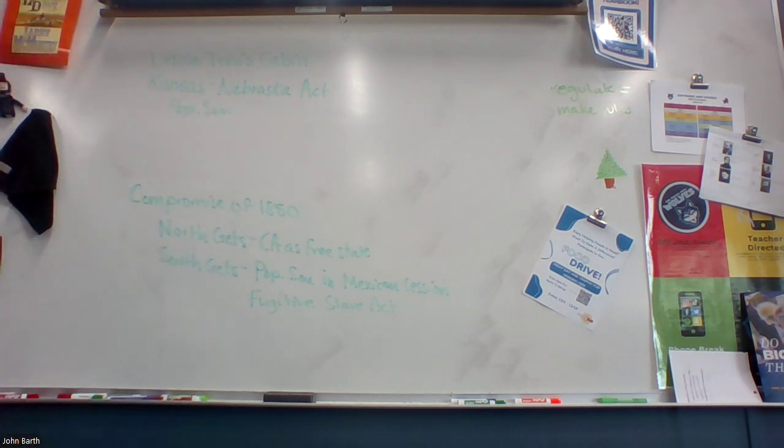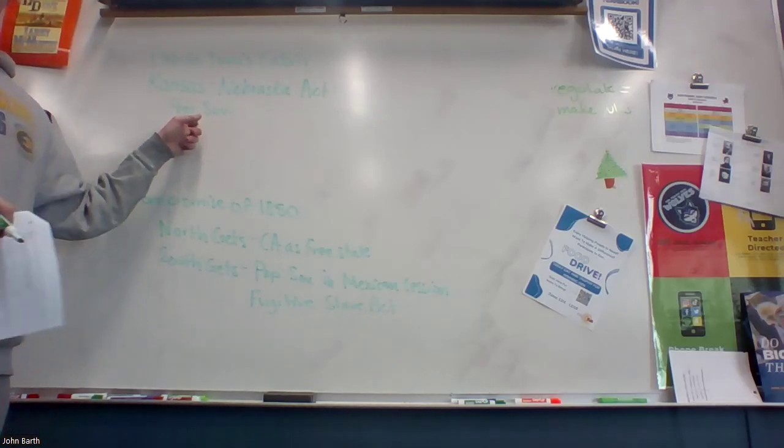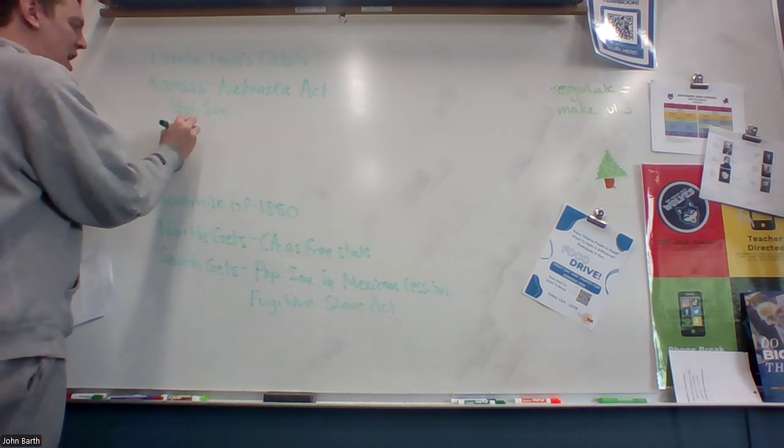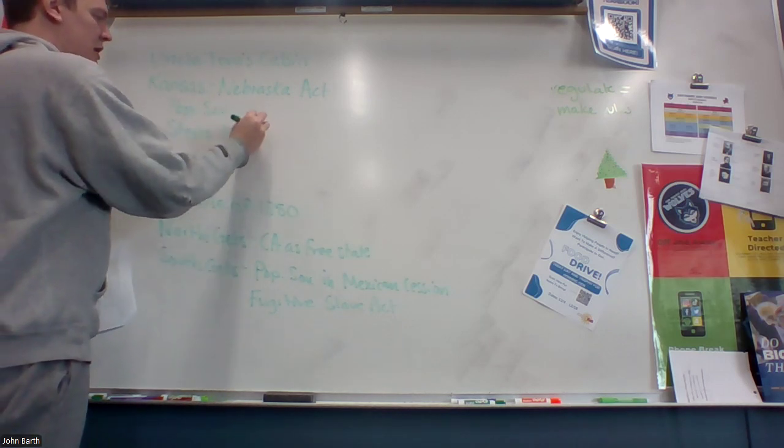Now, if they let the people choose, this overturns, this changes the old compromise. What old compromise does this change? Missouri Compromise, because under that compromise, they're supposed to be free states. But now with this popular sovereignty, it opens up the possibility they could be slave states. So it stops the Missouri Compromise.